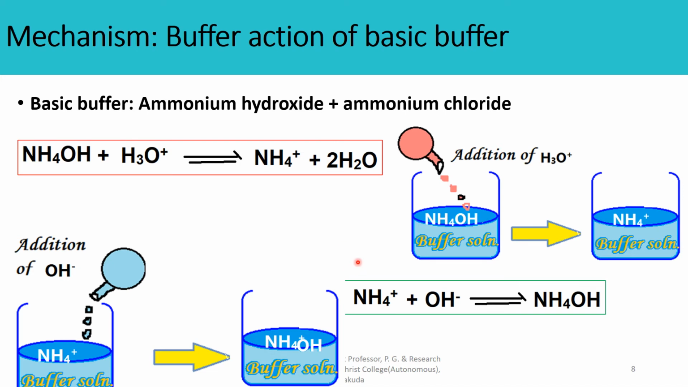So, by the addition of acid or a base to the mixture of ammonium hydroxide and ammonium chloride solution, the pH is thus maintained fairly constant. That means the pH of the solution is never altered.